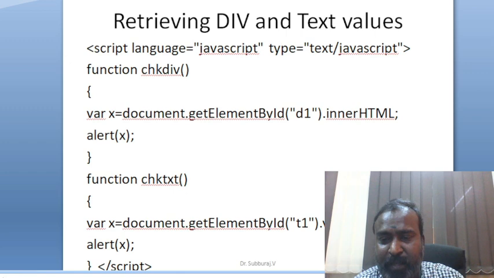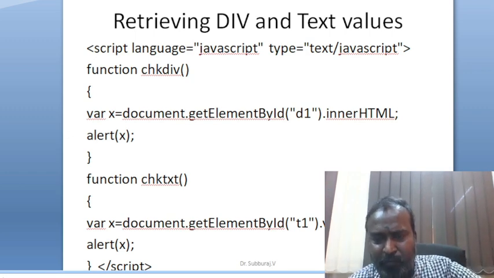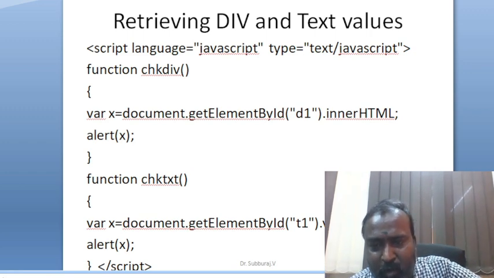The next aspect is that a page has static text as well as dynamic text, so both will be there. There are methods to handle it. If you want to change a static text at runtime, then you have to use document.getElementById, the id of the div, dot innerHTML.